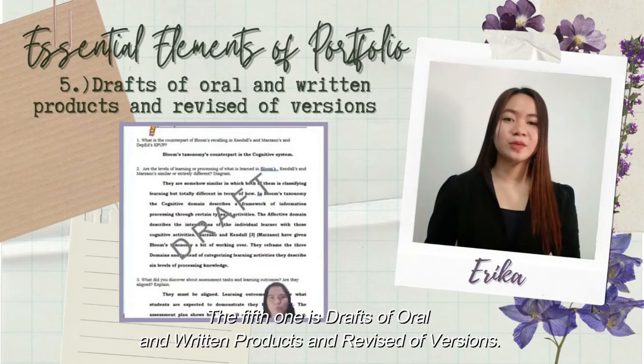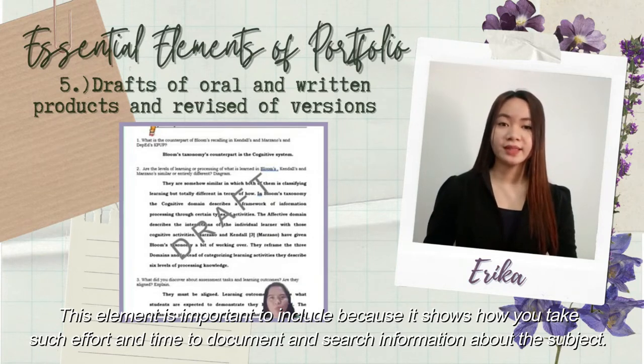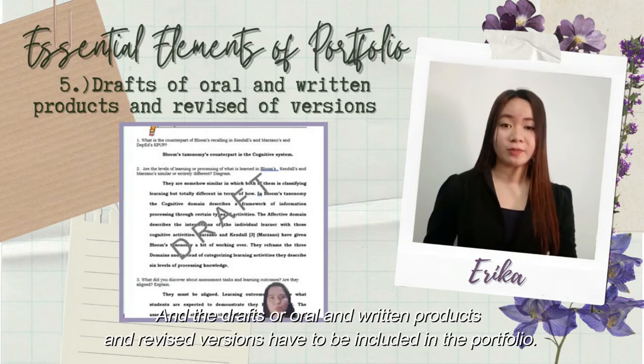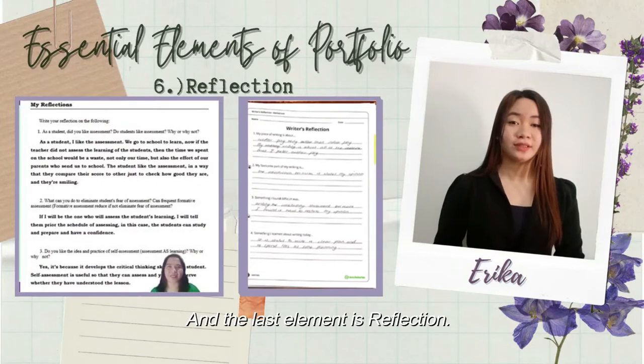And the fifth one is the drafts of oral and written products and revised versions. This element is important to include because it shows how you take effort and time to document and search information about the subject. The drafts of oral and written products and revised versions have to be included in the portfolio. And the last element is reflection.